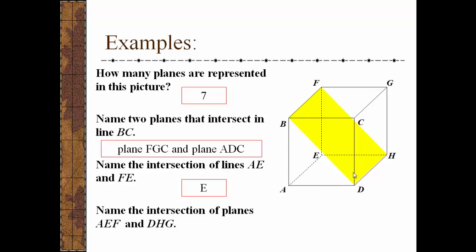Finally, name the intersection of the planes AEF and DHG. AEF is over here, DHG is over here. Do these planes intersect? A very common answer is that people will answer with this plane right here. But that is incorrect. Planes intersect at a line. There is no line in common between this plane and this plane, so that means that they do not intersect.